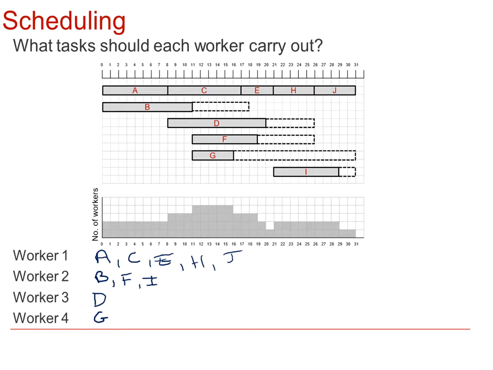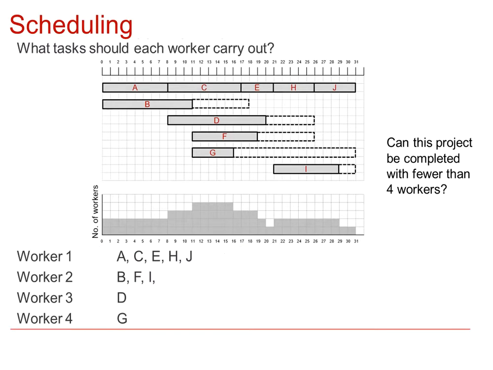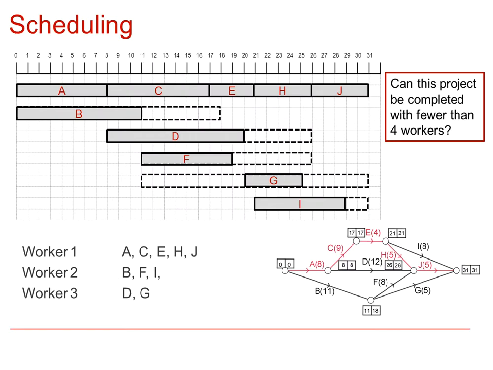At this point, if you were the manager and thinking about paying the workers for the project, you might be wondering whether you could possibly manage with fewer workers and save some money. Whilst worker 1 is at full capacity, the same cannot be said for workers 3 and 4. We can see that G has considerable float, and if we were to reschedule G to start later after D is completed, then we wouldn't need that fourth worker. So by rescheduling G, we can see that we would manage with only 3 workers.